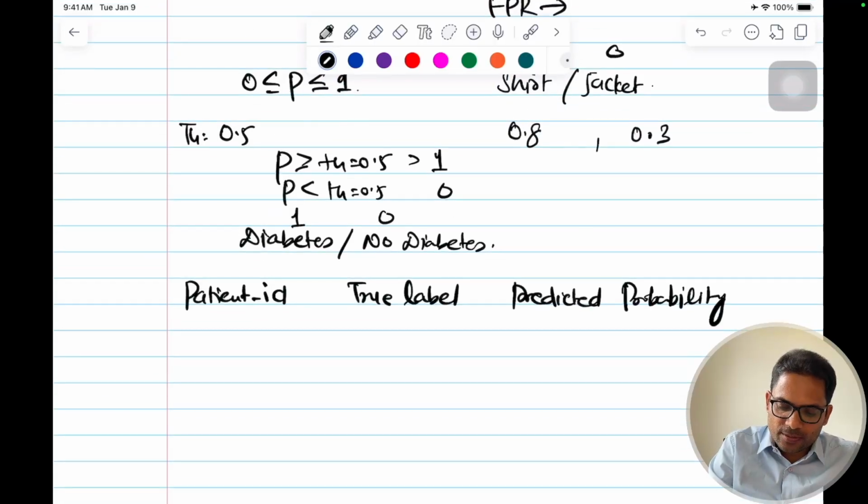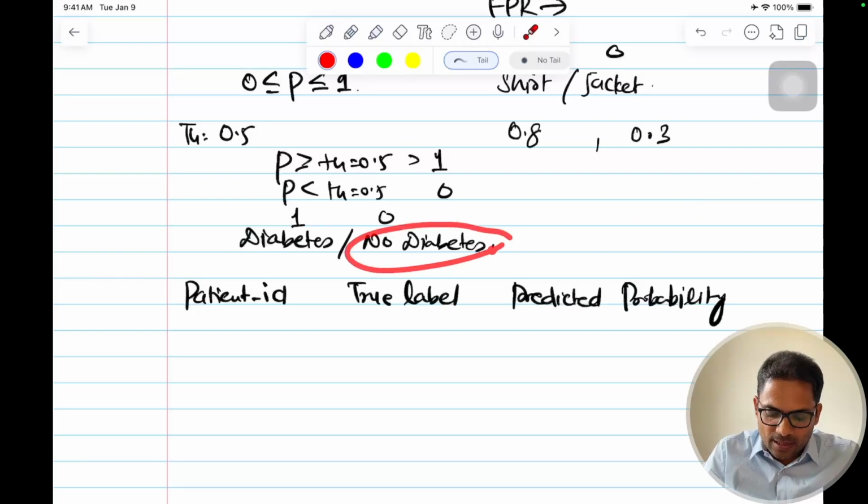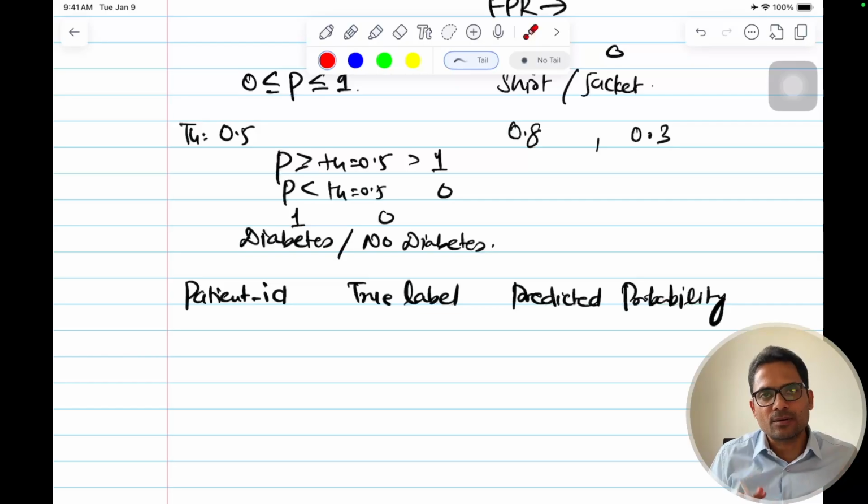What is the true label? Finally, we don't need these probability values, right? We finally need it as 1 or 0. Whatever the test value comes, it will come in some range, some value. But after that, I only want to know whether it has diabetes or not. That's my final binary conclusion.